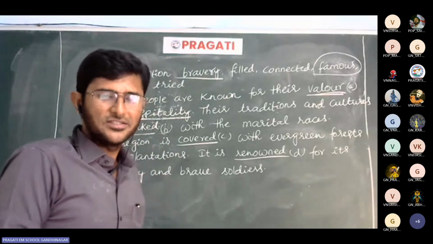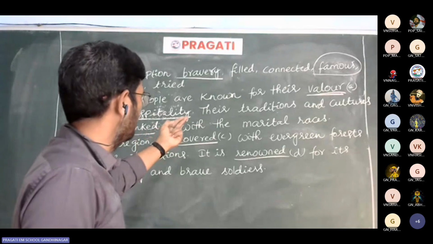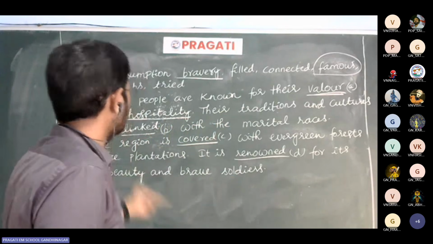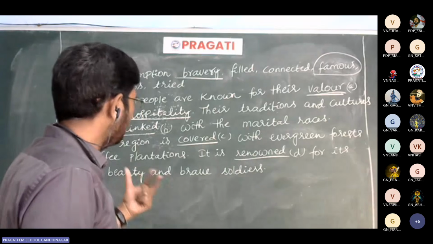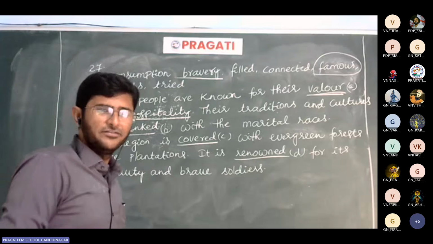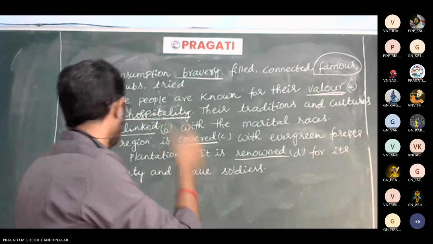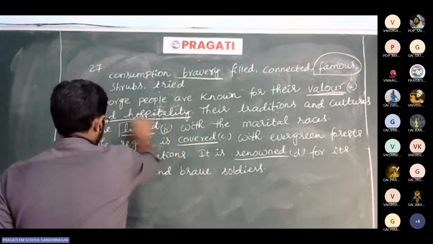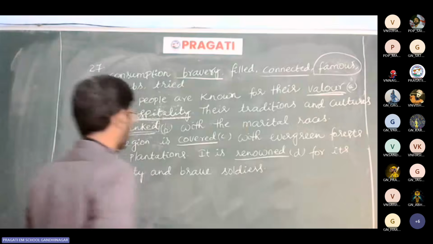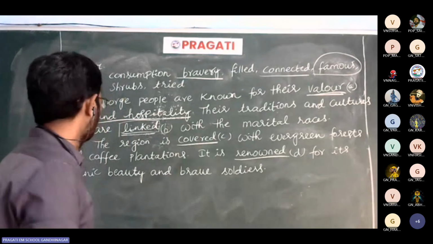So, the passage talks about poor people. So, in the second line, he talks about their traditions and cultures are linked with the martial races, right? So what is the word which can be substituted here in the place of linked? It's a pretty straightaway option, which is connected. They are connected with the martial races, right?